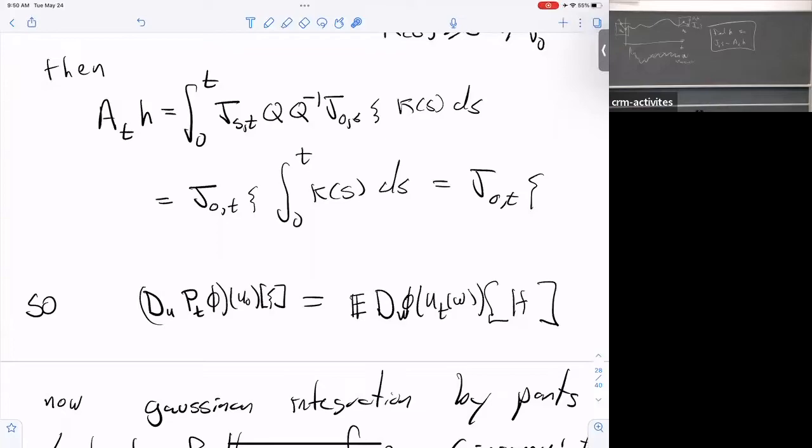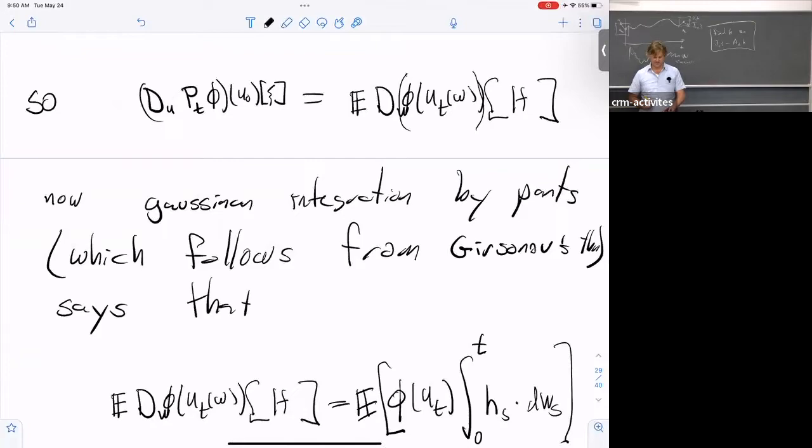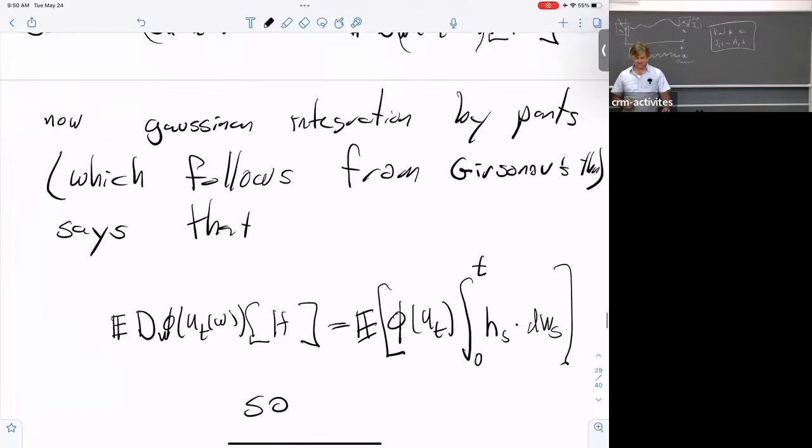This is meant to be the derivative of the whole thing. This is supposed to be the derivative of the whole thing. I haven't integrated by parts yet. The next statement is now the Gaussian integration by parts formula, which follows from Girsanov's theorem. If I had 15 more minutes, or if you want to ask me at lunch, I'll show it to you on the blackboard, okay? I made a strategic choice to not show that to you today because of time.